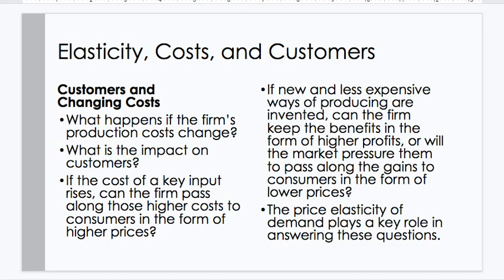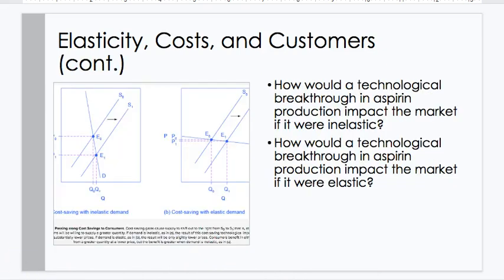Elasticity, costs, and customers. What happens if the firm's production costs change? What is the impact on customers? If the cost of a key input rises, can the firm pass along these higher costs to consumers in the form of higher prices? If new and less expensive ways of producing are invented, can the firm keep the benefits in the form of higher profits, or will the market pressure them to pass along the gains to consumers in the form of lower prices? The price elasticity of demand plays a key role.